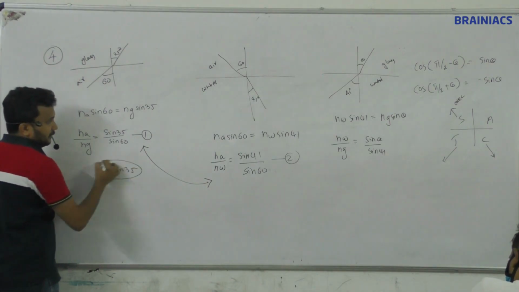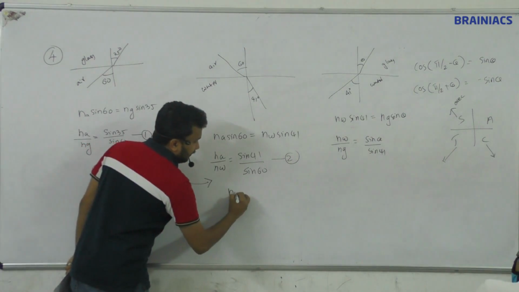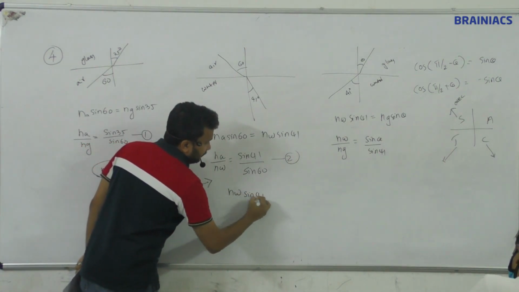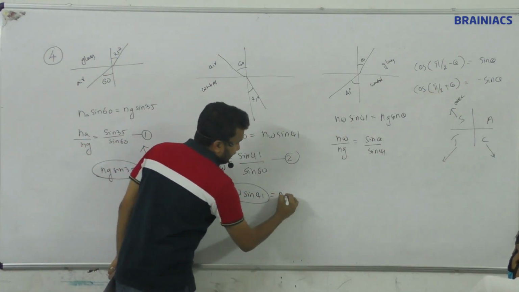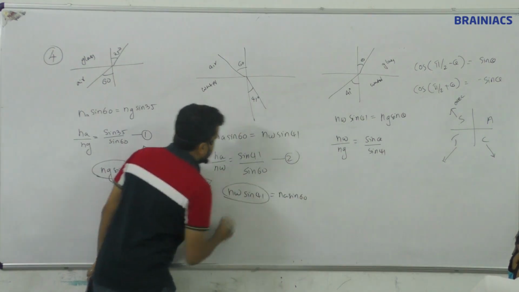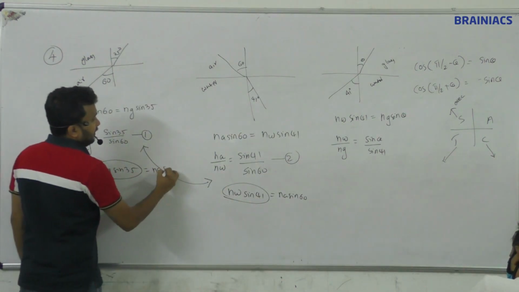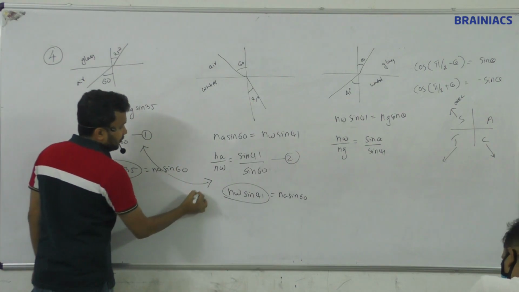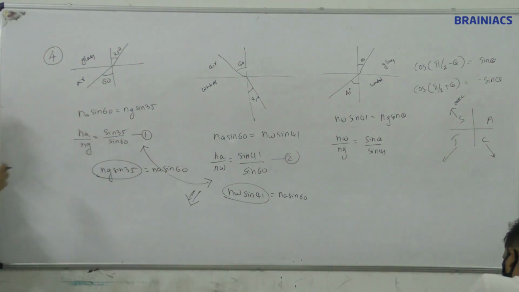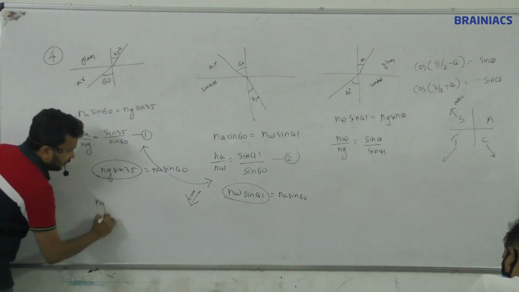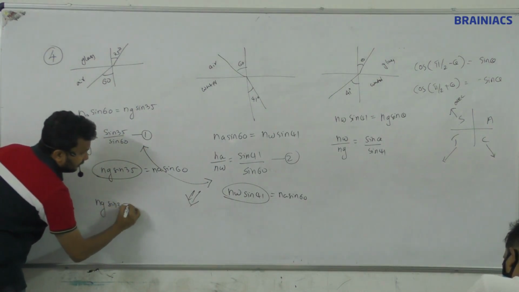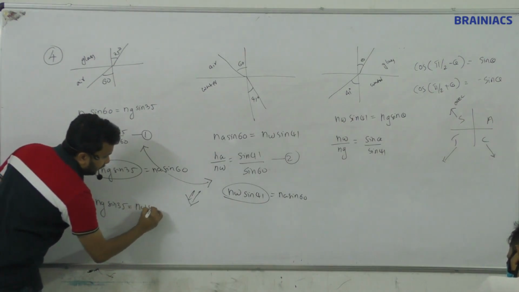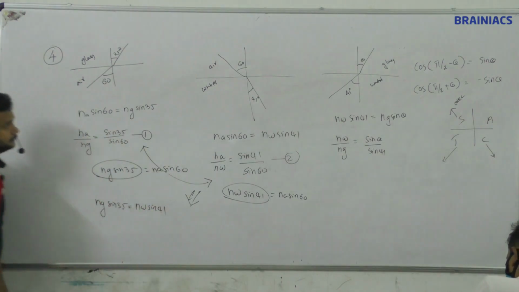Here you will get n_w sin 41. But this is equal to n_a sin 60, and this is also equal to n_a sin 60. So the RHS is the same, and we can equate the LHS. Which means n_g sin 35 is equal to n_w sin 41.